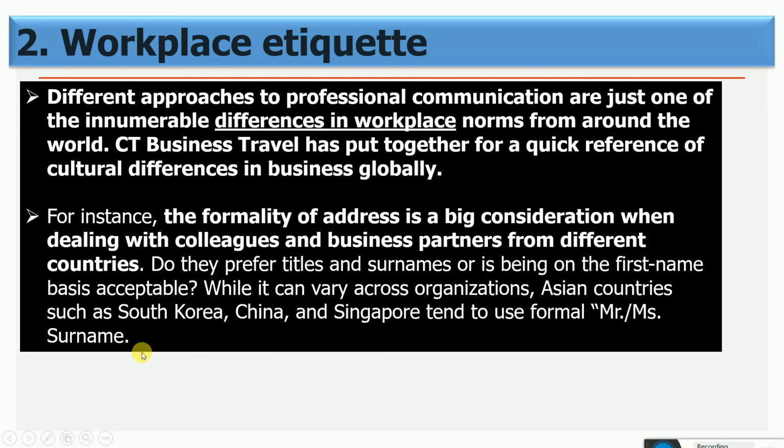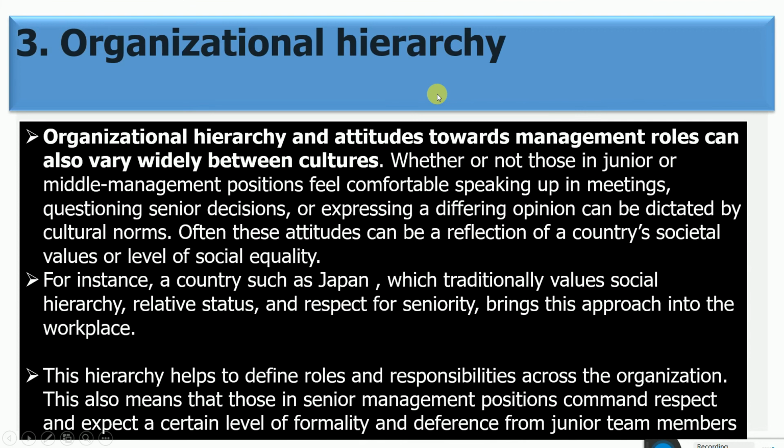Mr. and Ms. with surnames. Organizational hierarchy: what do you mean by hierarchy? Attitudes towards management roles can also vary widely between cultures. Whether or not someone is in a junior or mid-management position, feeling comfortable speaking up in a meeting, questioning senior decisions and expressing a different opinion can be dictated by cultural norms, and often these attitudes reflect a country's social values and level of social equality.